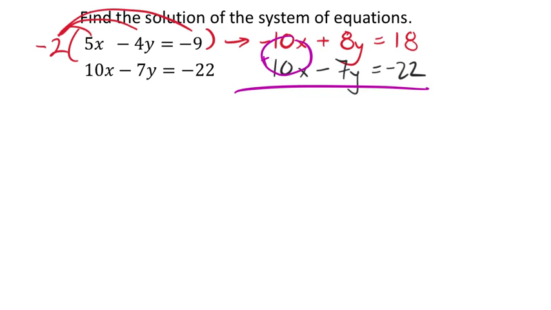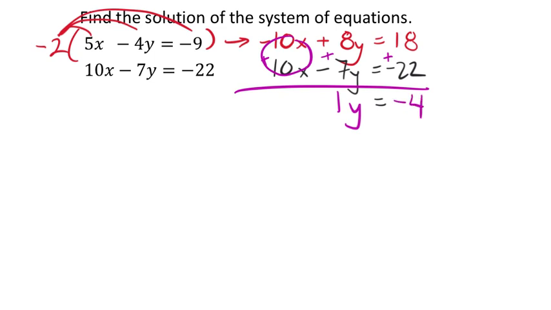Then we have the y's as well. That would be 8y's minus 7y's. That's going to leave me with 1y. That's actually good news. I'll show you why here in a second. But then we've got -18 plus -22, which would be -4.